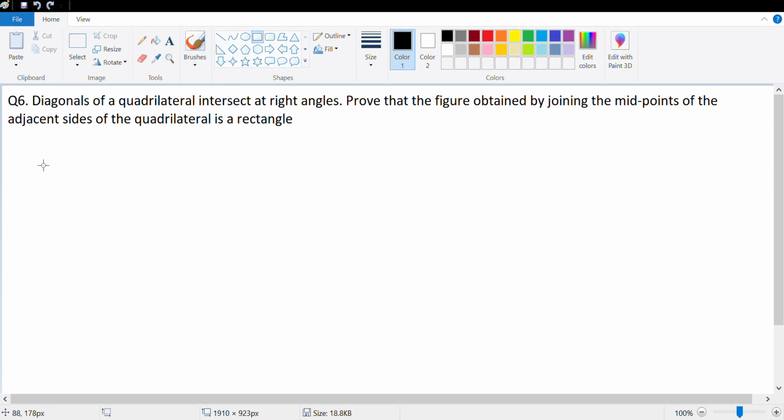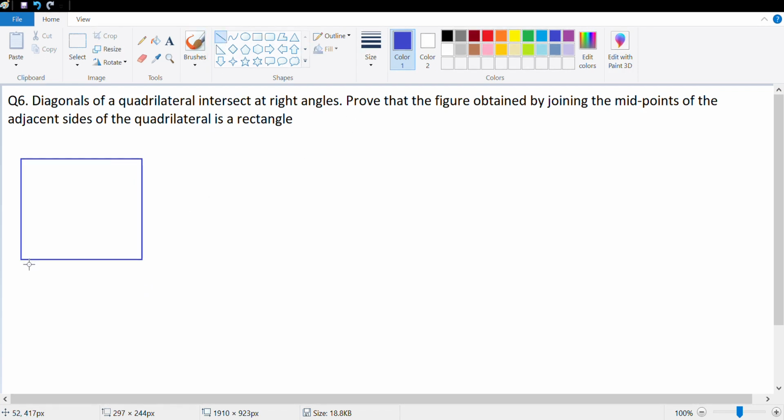So what kind of quadrilateral? Not given. The diagonals intersect at right angle. So we already know properties of certain quadrilaterals. We know that only two types of quadrilaterals have diagonals that intersect at right angle, but we will not talk about that.